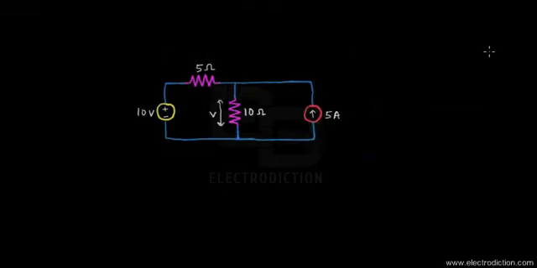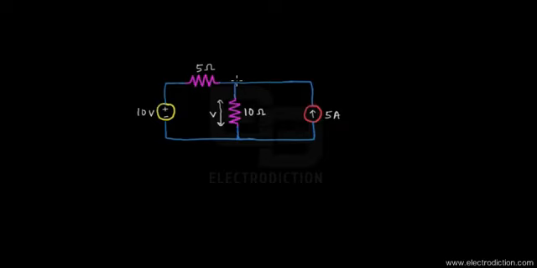Before we move on to the very first step of applying the superposition theorem to the circuit, we need to keep in mind that there are two sources. We have a voltage source on the left, and a current source on the right. We can start with any one of the sources. We can eliminate any one source and find the necessary voltage developed across this 10 ohms resistor for the other one.